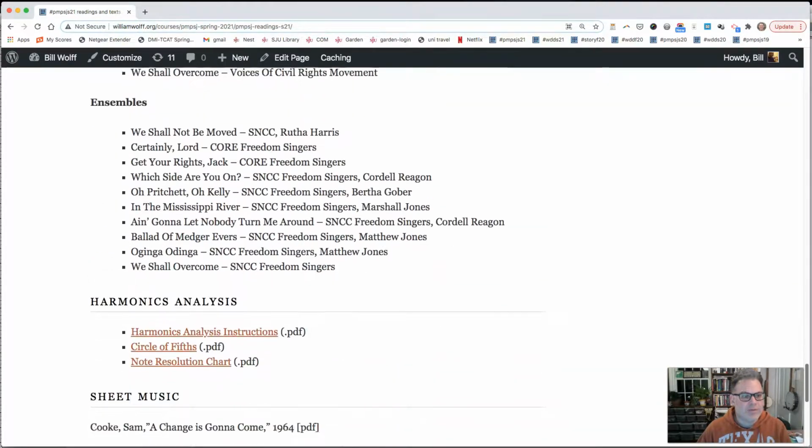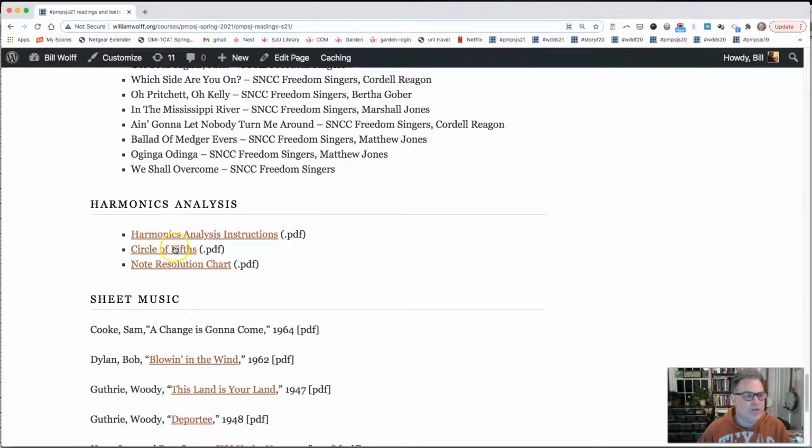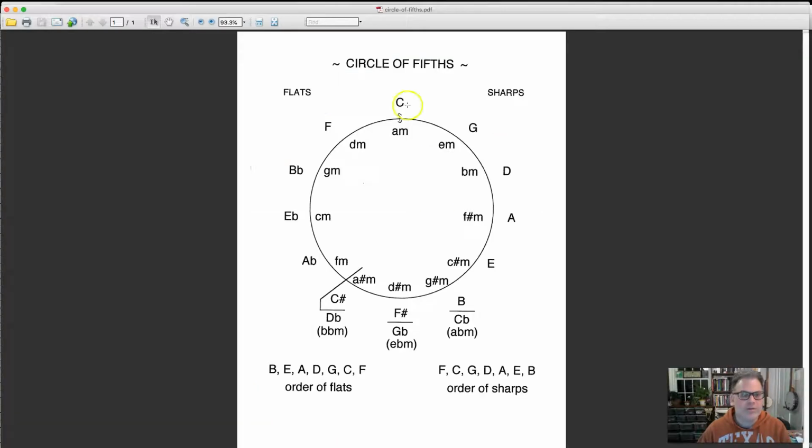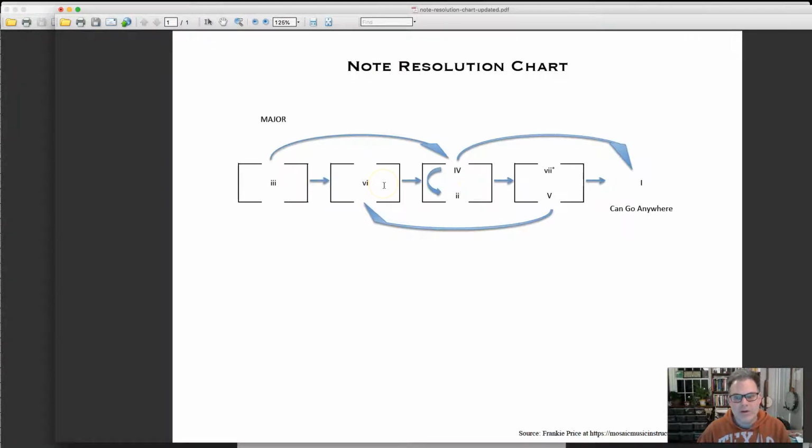Now, this process requires you to use two additional documents, the circle of fifths and the note resolution chart. This is what the circle of fifths looks like. I will explain what that means in a little while. And the note resolution chart looks like this. I have to thank my friend and music instructor Frankie Price for helping explain a lot of this to me, which I am now explaining to you. Alrighty, so let us get started.